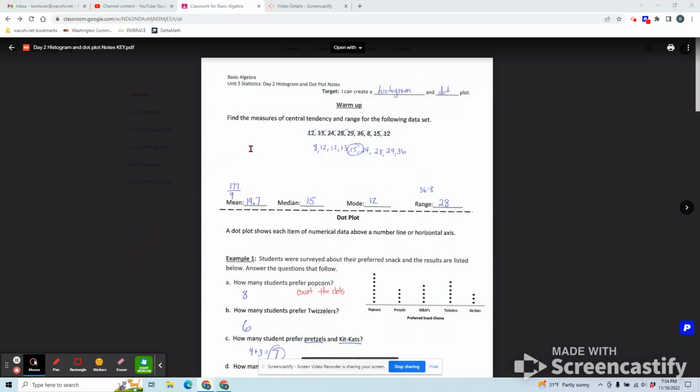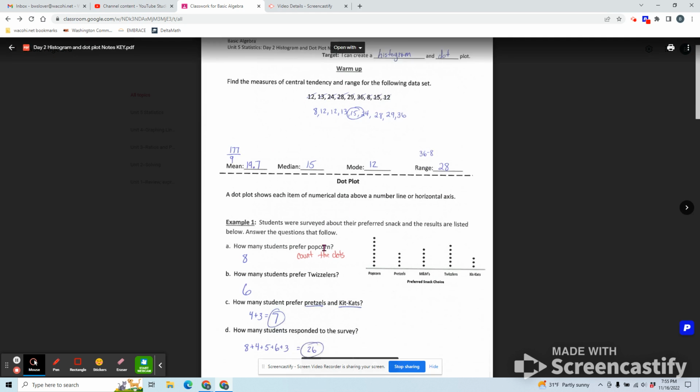So the warm-up is just asking us to find the measures of central tendency and the range. So our mean, remember, is our average. We add up all the numbers and divide by how many data points we have. The median is the middle number. Make sure your numbers are in ascending order, lowest to highest. The mode is the number that appears most often, and then the range is the largest minus the smallest.